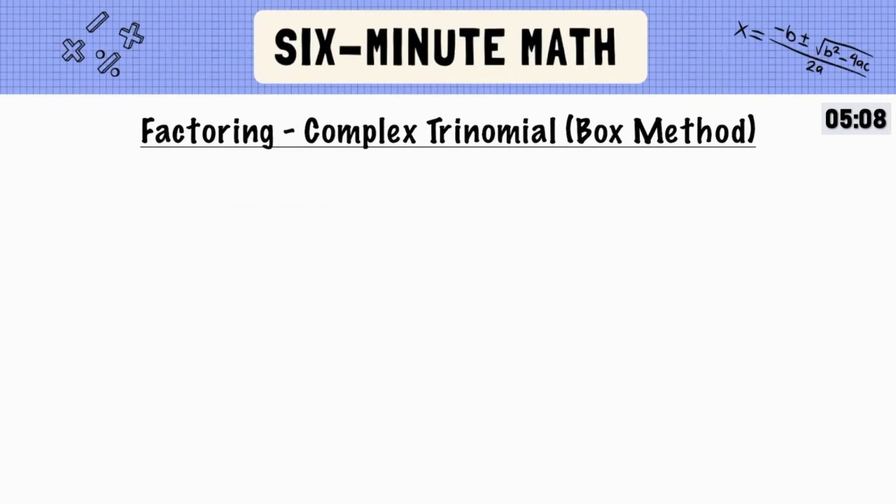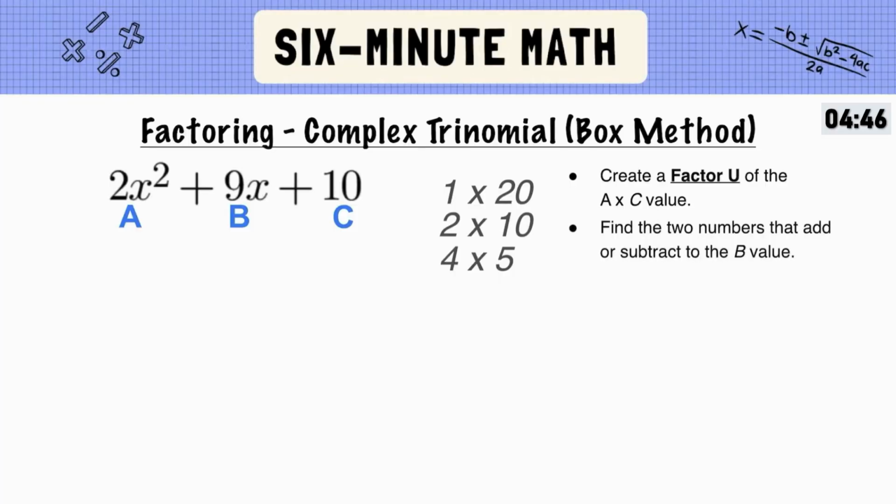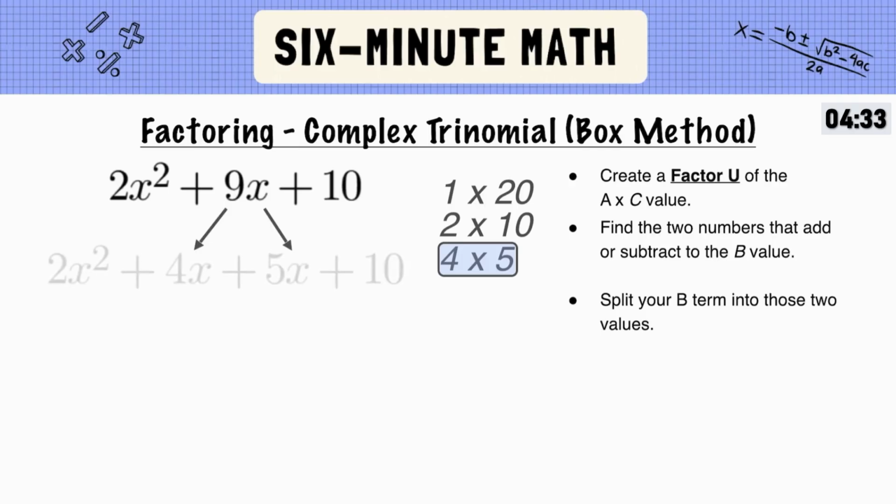So let's see an example. We're going to factor 2x squared plus 9x plus 10. So our first job is to multiply our a times c value. 2 times 10 is 20, and we are going to create that factor of 20. I'm going to find two numbers that add or subtract to my b value of 9. That would be 4 and 5. So I'm going to split my b value into two terms using my 4 and 5 for a 4-term polynomial.